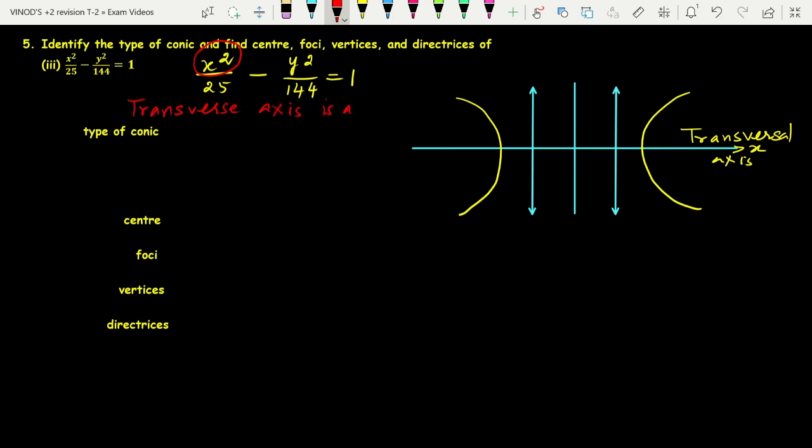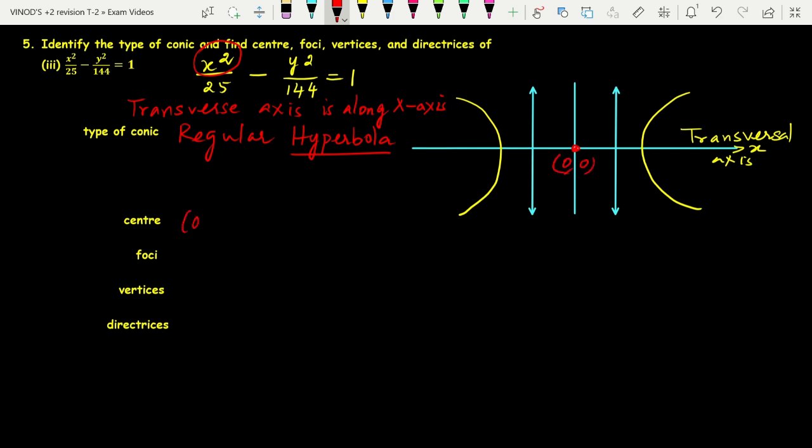Transverse axis is along x-axis. Therefore, it is a regular hyperbola, or just you can write simply as hyperbola.